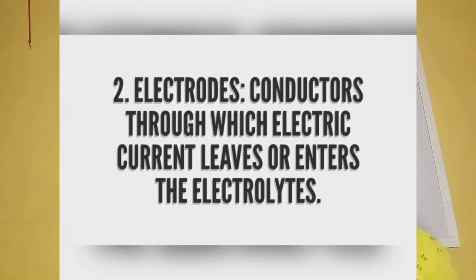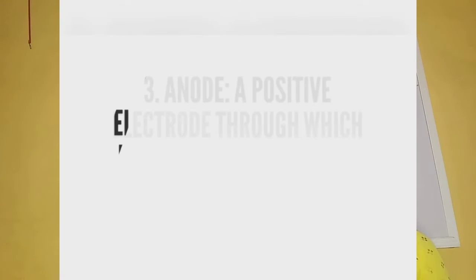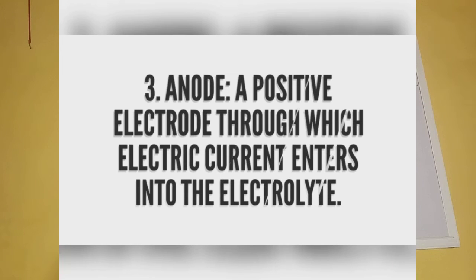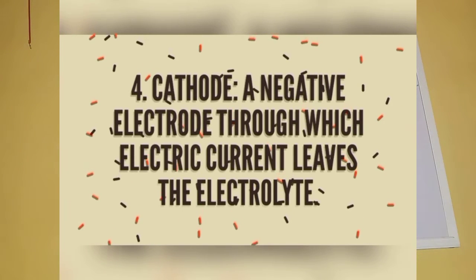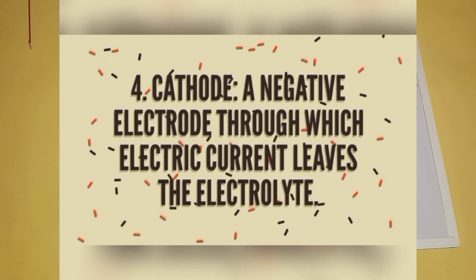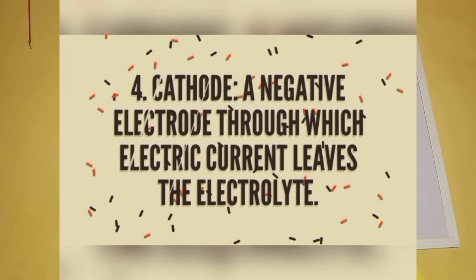We have two major ones of electrodes. We have the anodes and we have the cathodes. The anodes are the positive electrodes that allow electric current to pass through them. And also we have the cathode. The cathode is the negative electrode which allows electric current to leave the electrolyte.